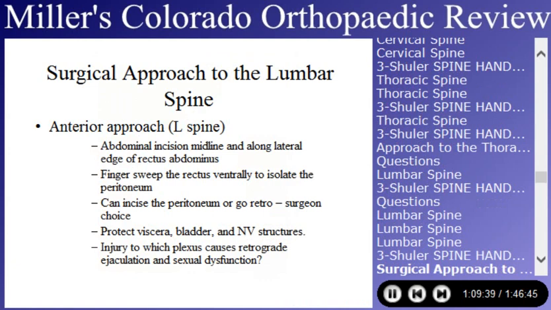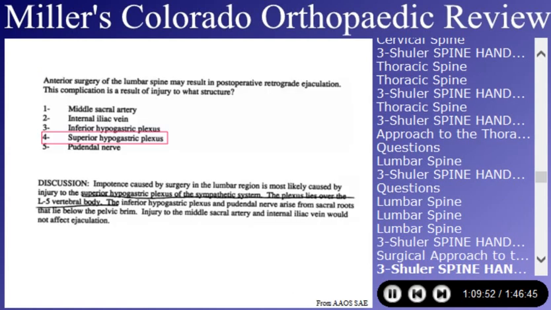And one of the things that I have no idea what it is, retrograde ejaculation, I don't want it. But injury to which plexus anterior to the L5? Which one is it? There's a hypogastric plexus, either superior or inferior. Okay? And we'll go through it.